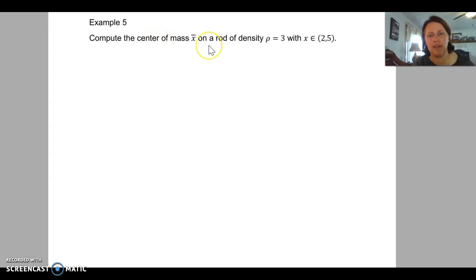All right, example number 5. Compute the center of mass, x bar, on a rod of density rho equals 3, with x being from 2 to 5. So again, let's draw a picture of what we are doing.